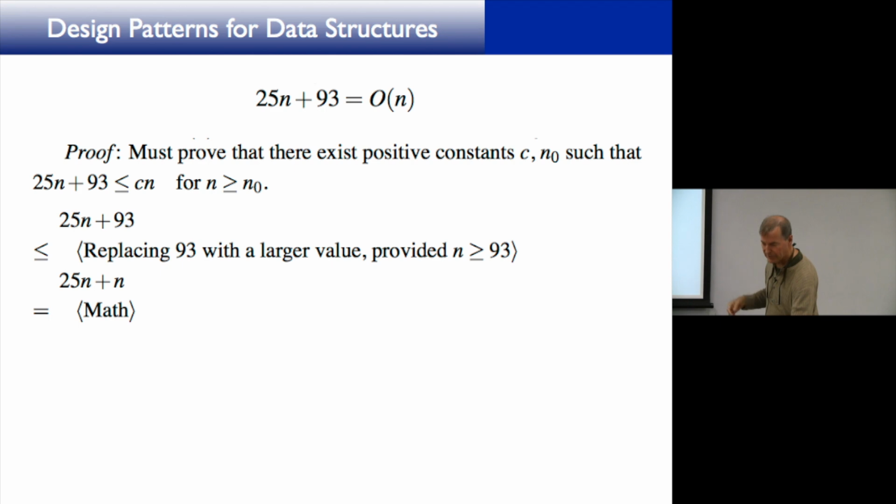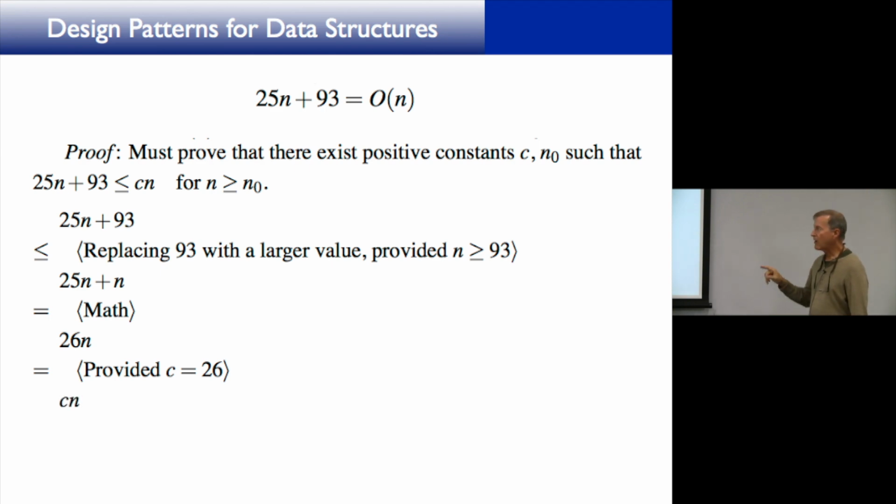So, but now what can we do? Some math, and what is 25n plus n? 26n. But now we wanted to get this to be less than or equal to what? C times n. So as long as c is what? Provided c equals 26, this equals c times n.